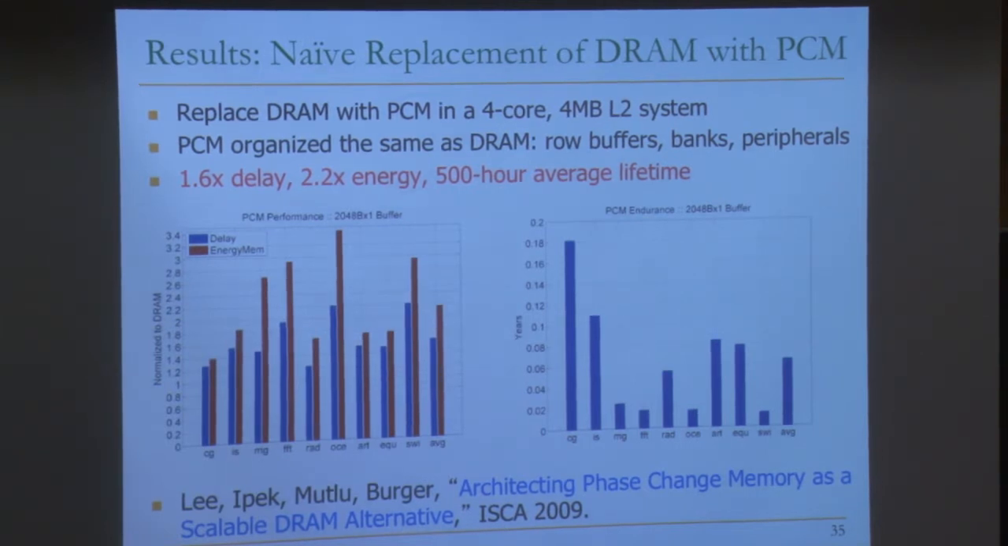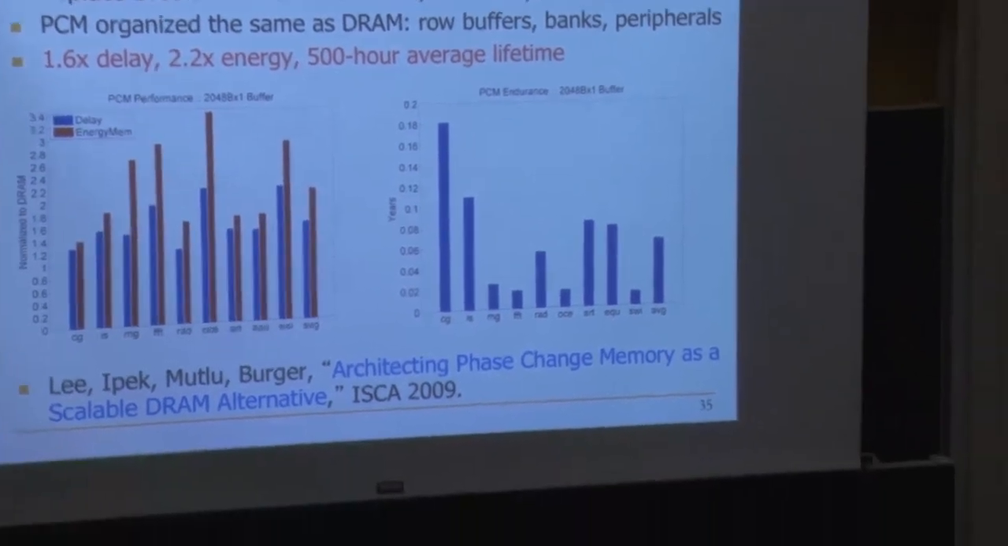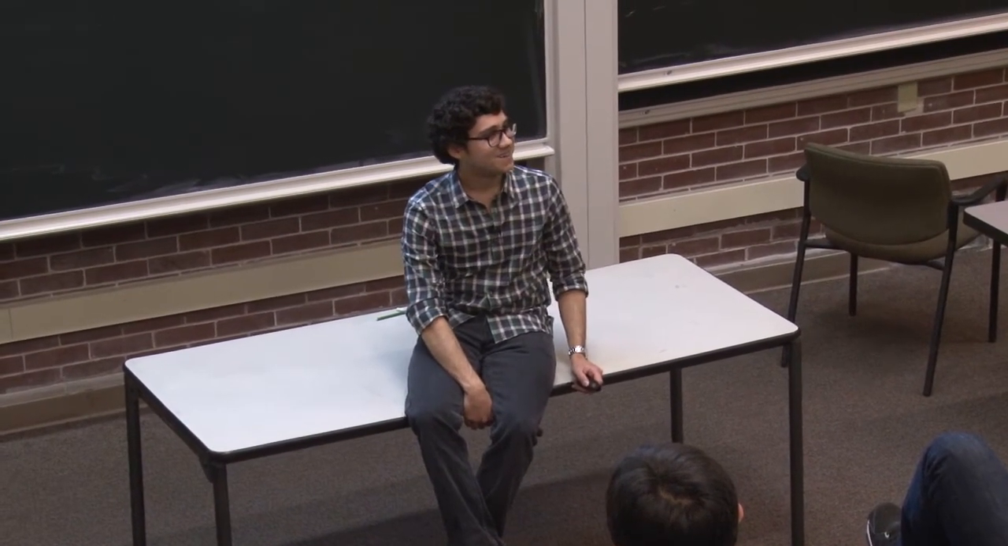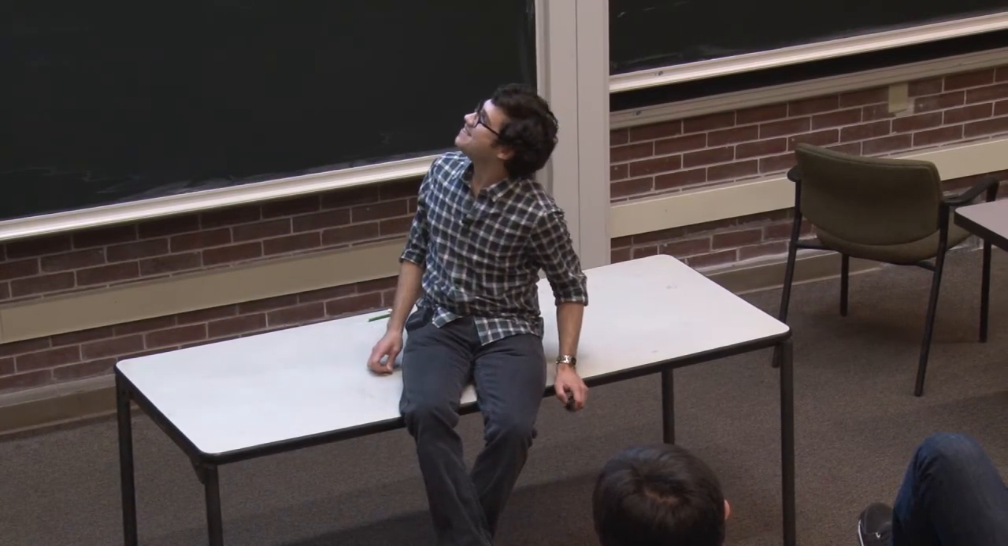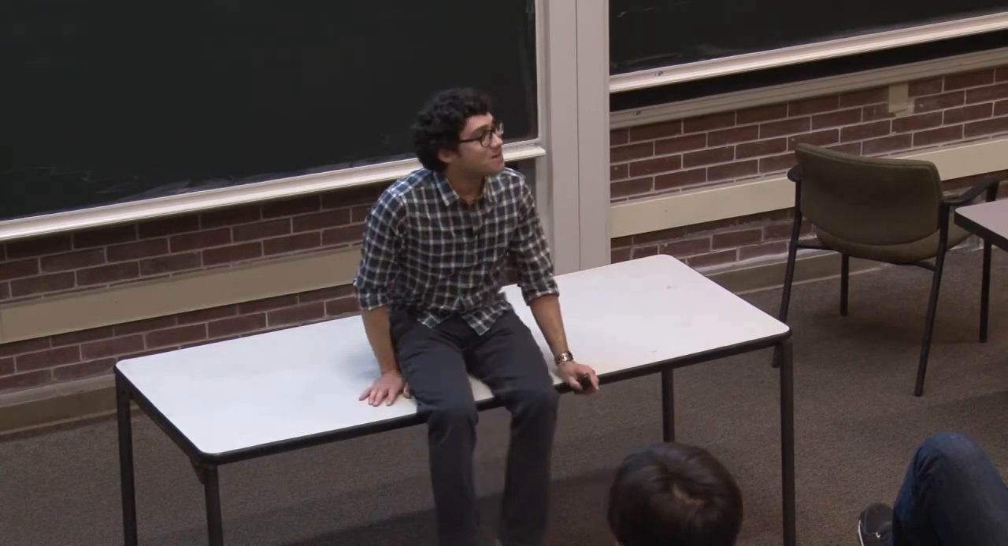You would have 2.2 times the energy, so you need a bigger power supply, you're drawing more power now. And guess what? You have a 500-hour average lifetime if you use phase change memory, and you just start running applications and your OS kernel on it. I don't know about you, but I would reach that limit really, really quickly.